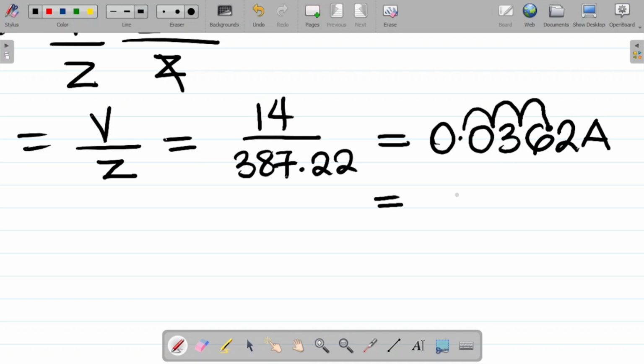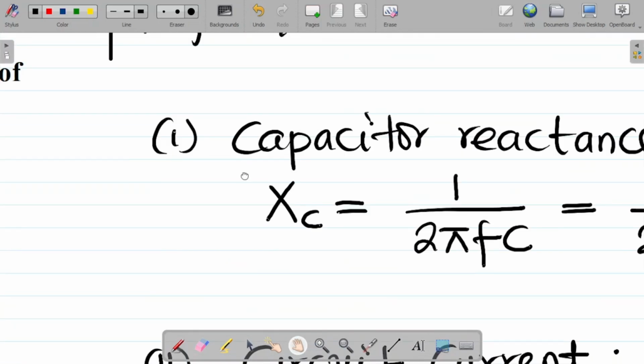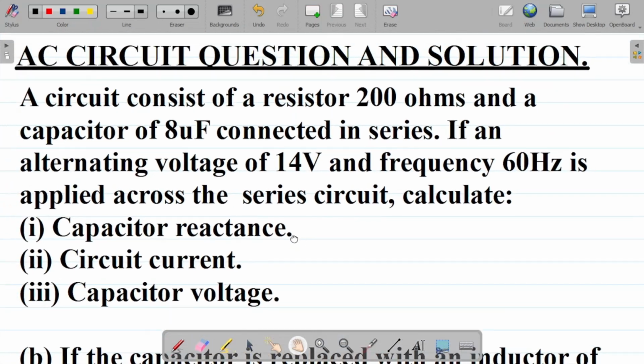Observe that the dot is between 6 and 2. That becomes this and this before the dot, that becomes 36. The dot appears between 6 and 2, as you can see here. It becomes 36.2. I move 3 times, so it becomes a milli, small m, then amperes. So my answer is 36.2 milliamperes. With this, I've gotten the value of the circuit current.